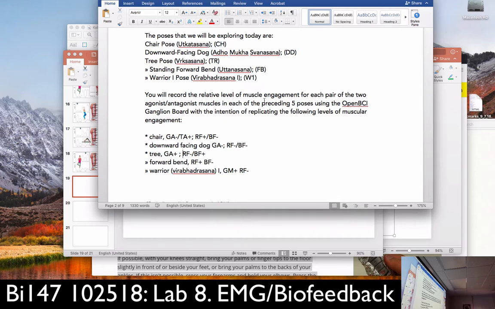You'll work with your same partner. What I have here is anticipated responses. I haven't had time to fully type all this out. For the gastrocnemius in chair, we're trying to turn off the gastrocnemius, turn on the anterior tibial, turn on the rectus femoris, and turn off the biceps.